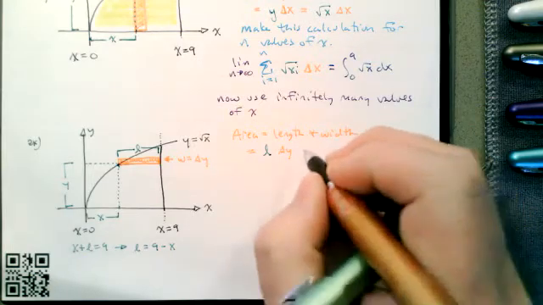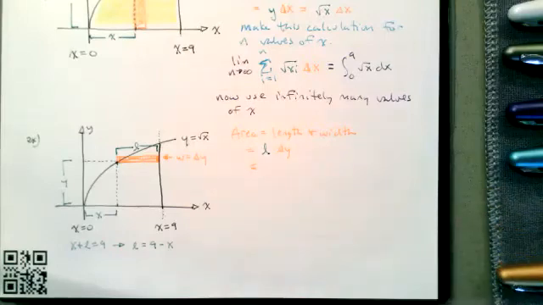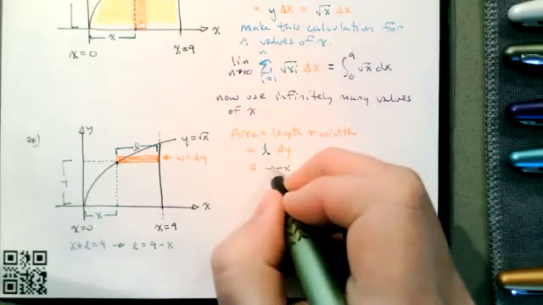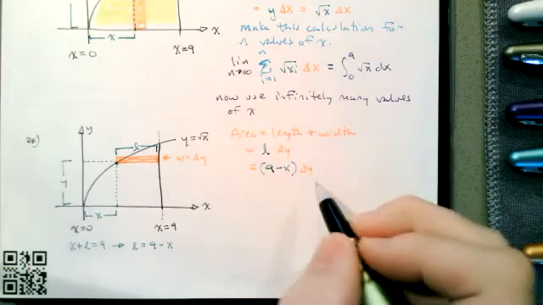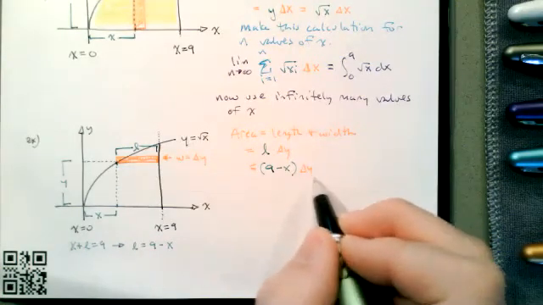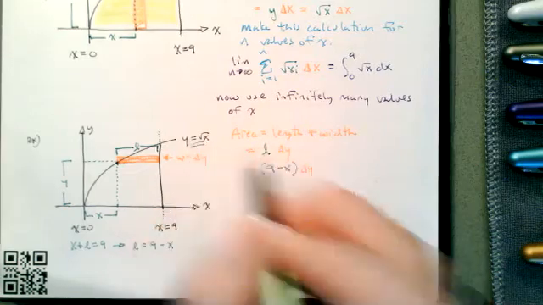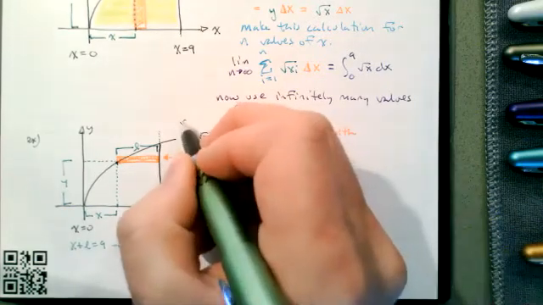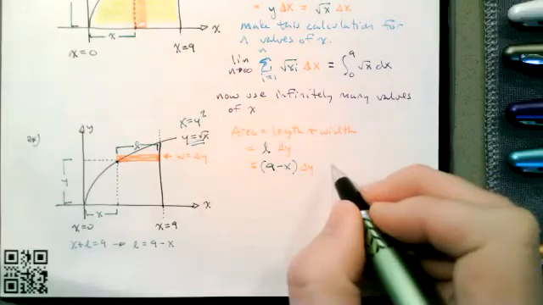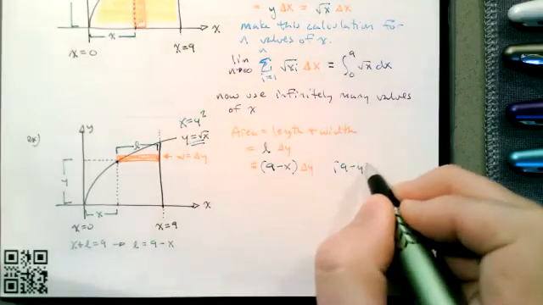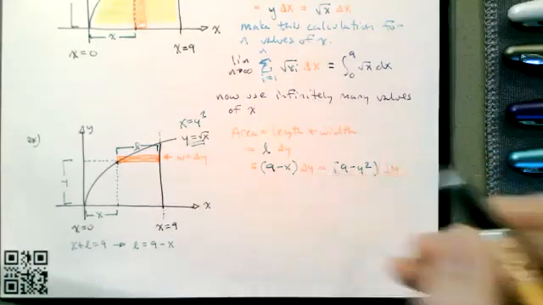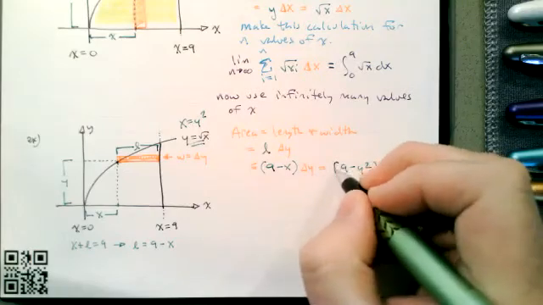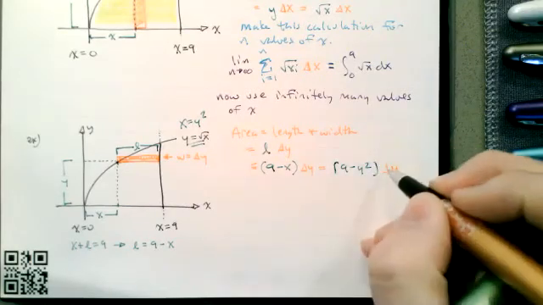We need L in terms of y. So I can write this as 9 minus x times the delta y. But I don't want the length in terms of x, I want the length in terms of y, so we'll use the fact that y is the square root of x, so x equals y squared. So now I can write the length as 9 minus y squared. The width is still delta y, and now everything's in terms of my delta variable, just like we want.